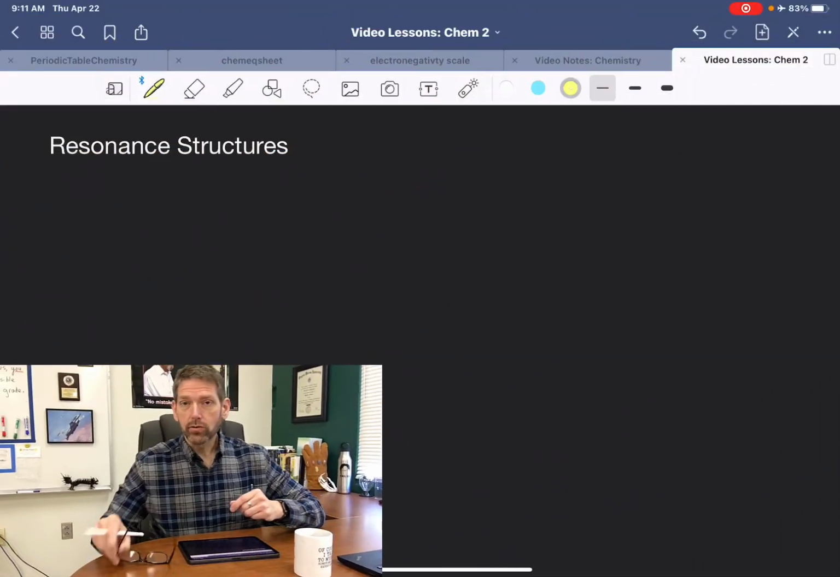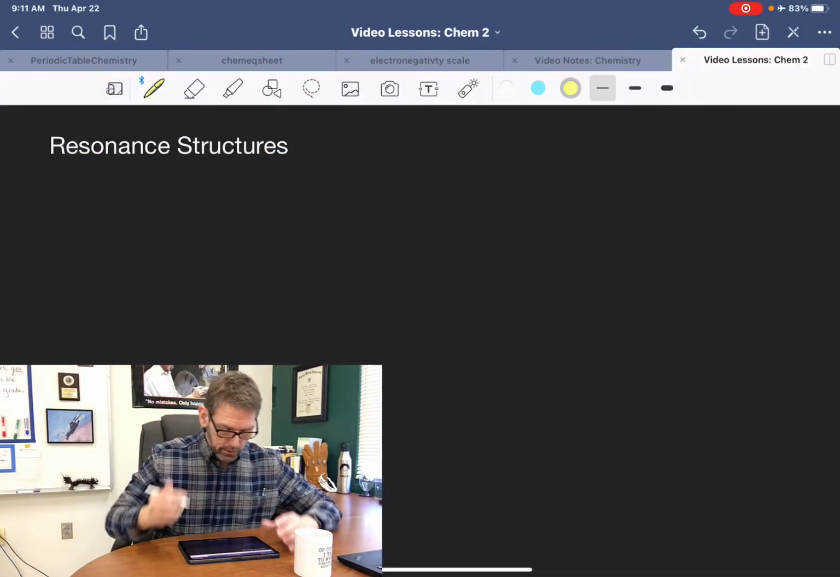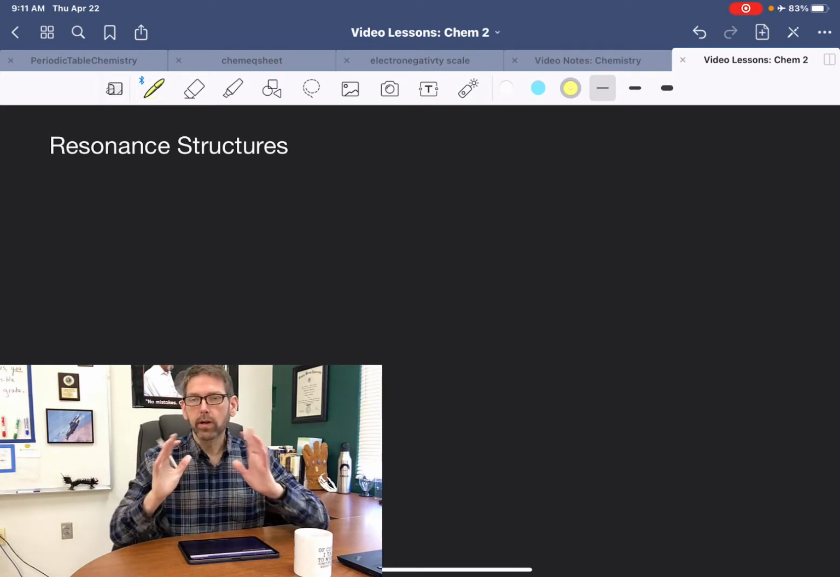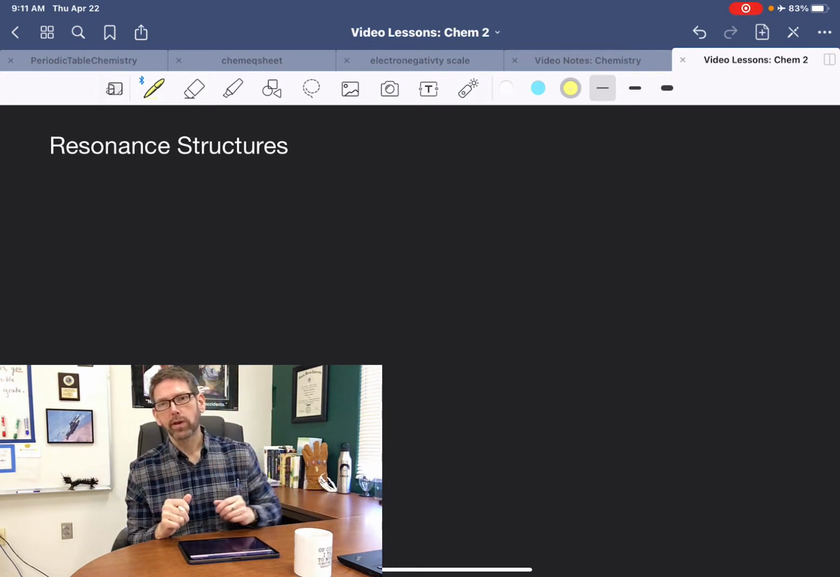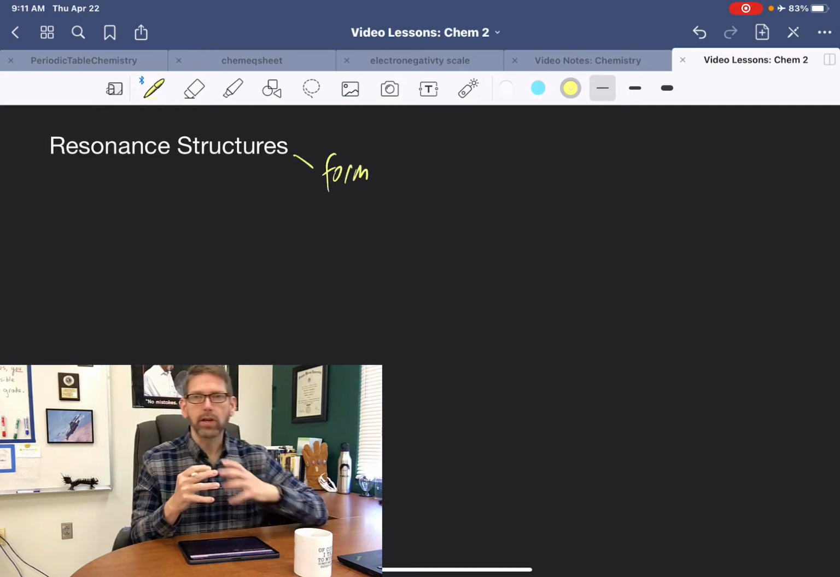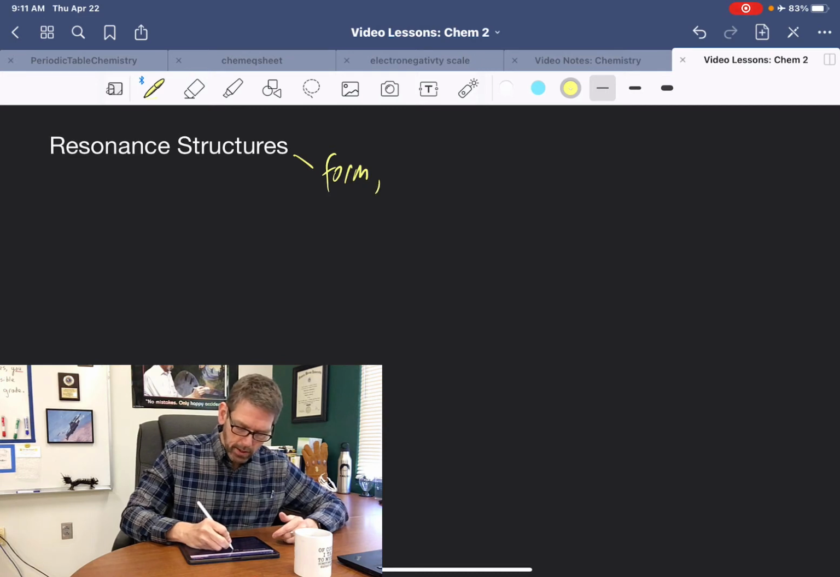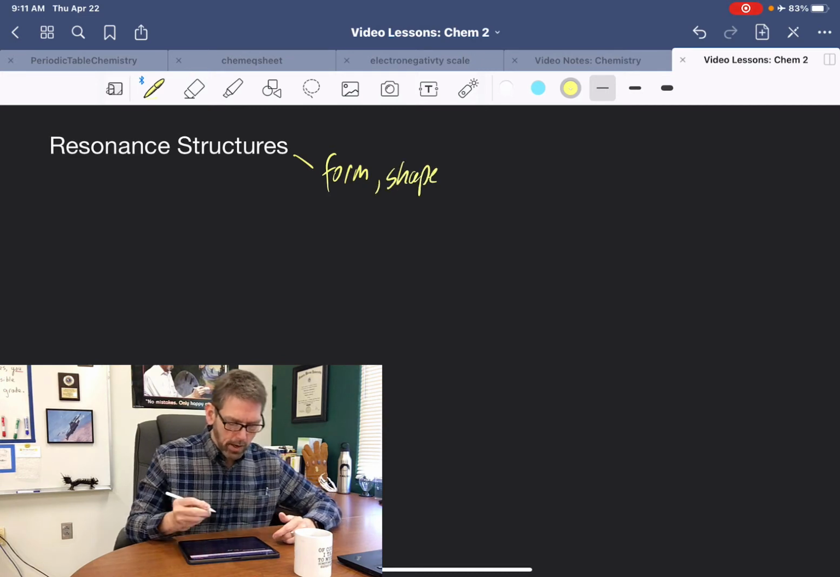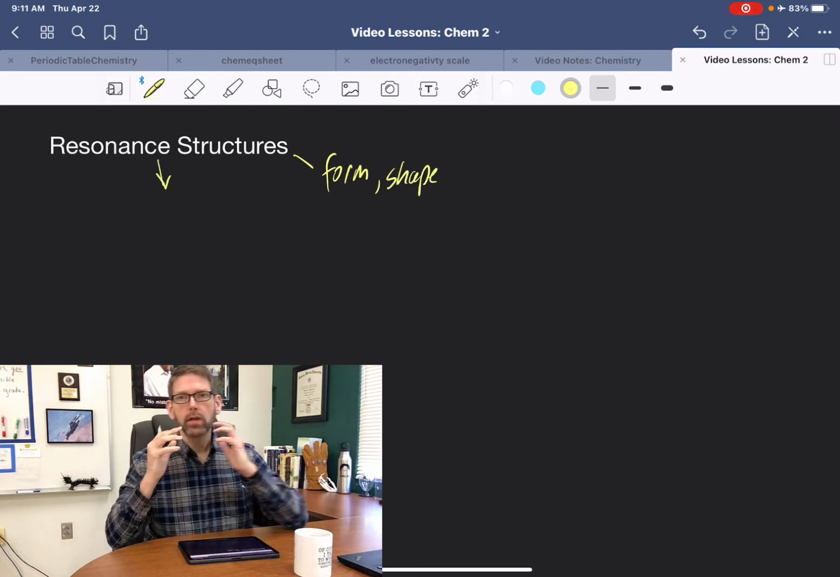So resonance structures, it's important for us to really break it down and understand what in the world we're talking about when we say a resonance structure. So structures, we just know means it's going to take a certain form. It's going to take a certain shape, right? And then resonance, we really need to understand what that means.